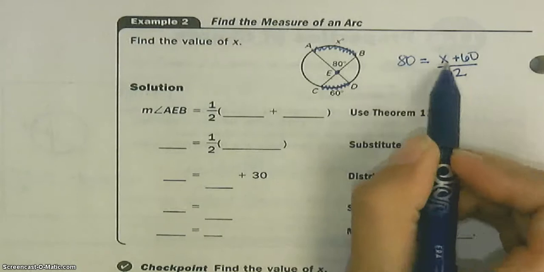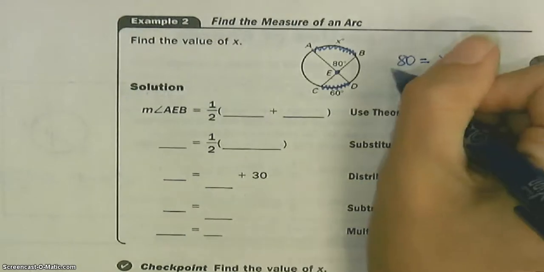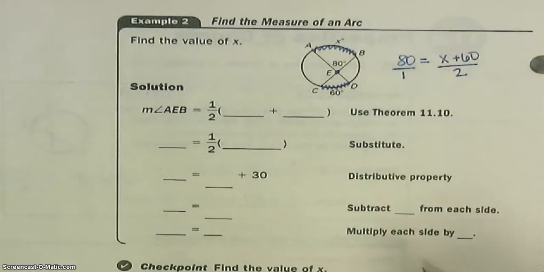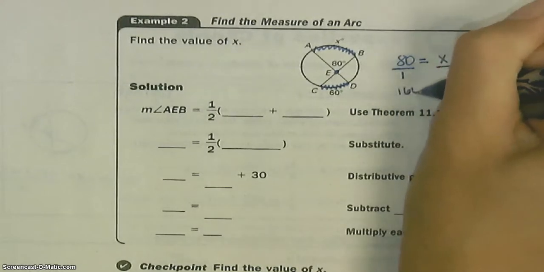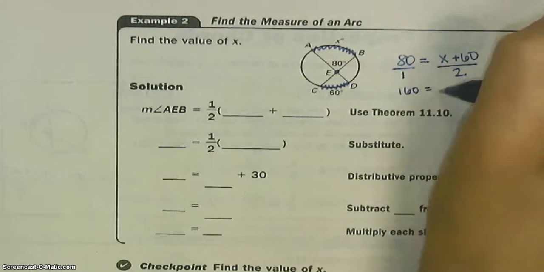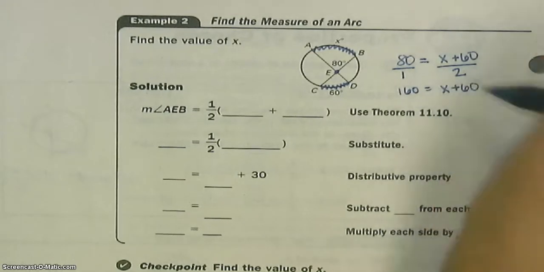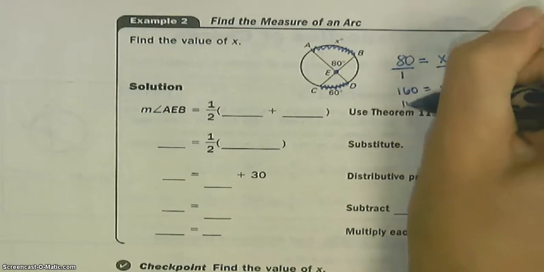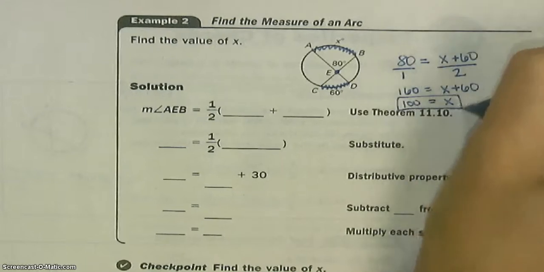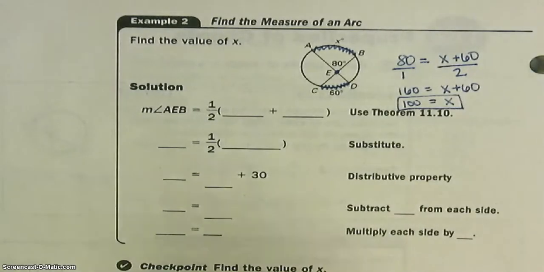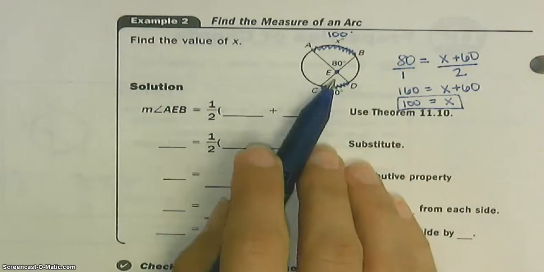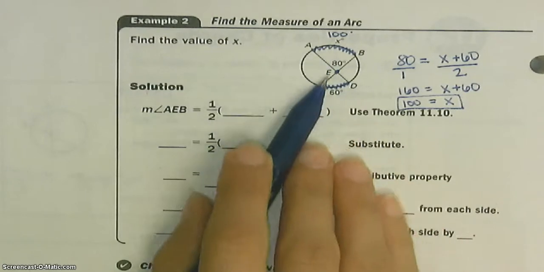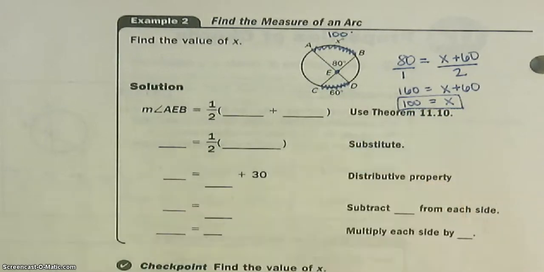Notice the arcs are X and 60. This is a little bit different than what we've done. You can think of it like a proportion if you want. Put that over 1. 80 times 2 is 160. 1 times X plus 60 is just X plus 60. Subtract 60 from each and you get 100. Does that make sense? If this is 100 degrees, is 80 the average of 100 and 60? Well, yeah, 80 is perfectly in between. It's 20 away here and 20 away here. This answer makes sense.